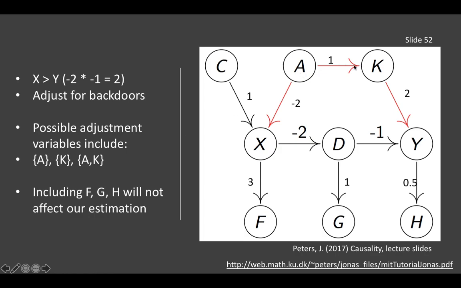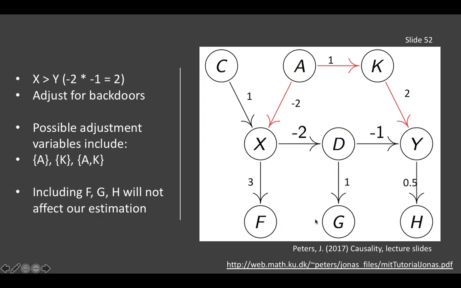And these variables in the adjustment set include a. If we include this variable, we block the flow of information from x through a to k and to y. Or we could include k for the same reasons. X is no longer able to communicate with y through this path. Or we can include both a and k.